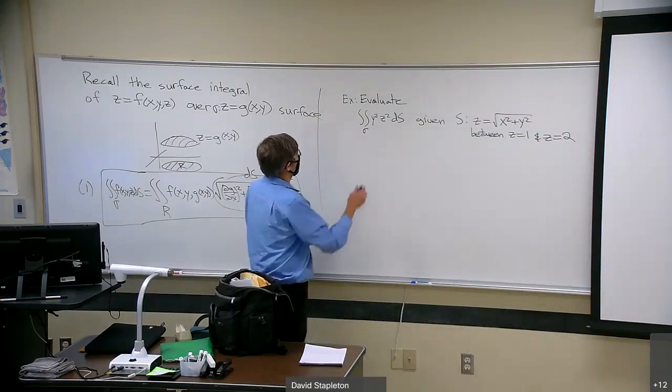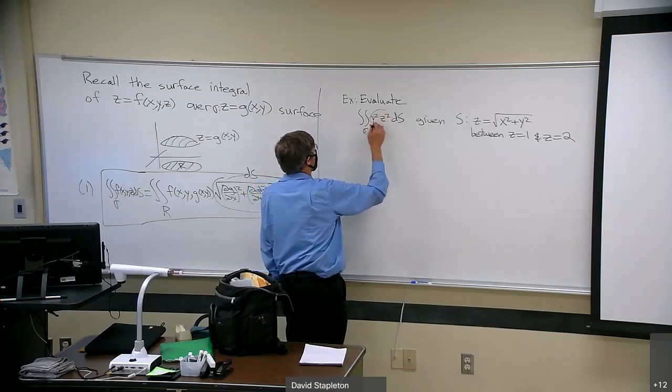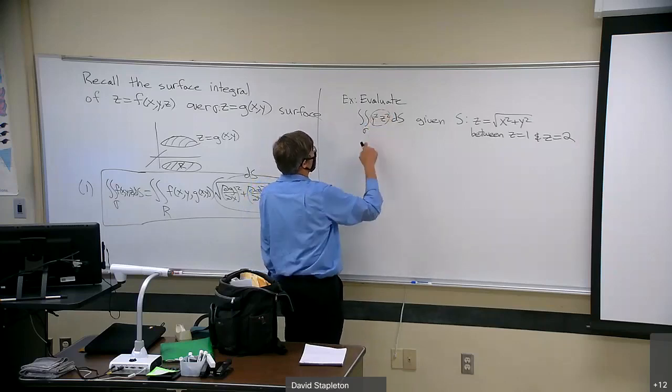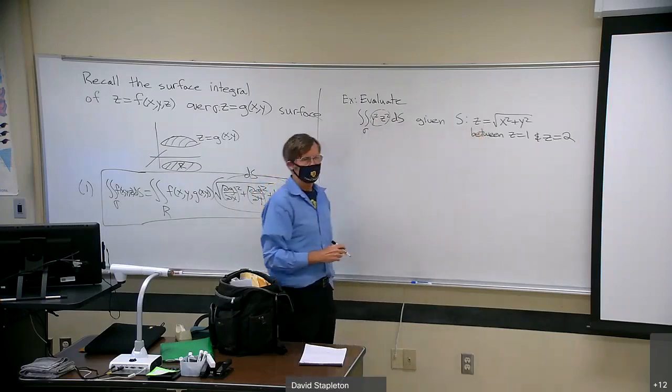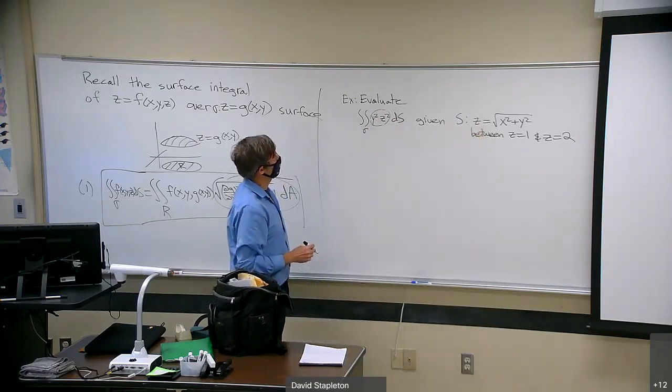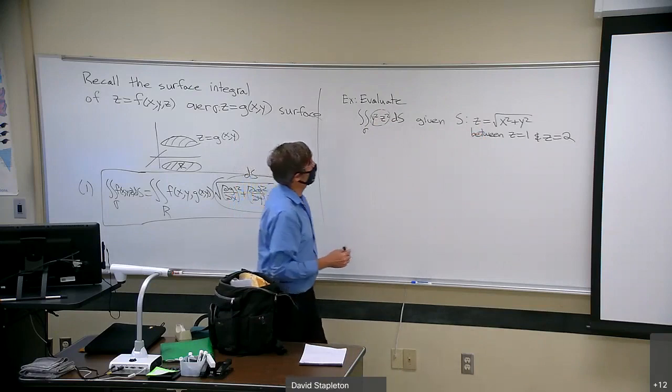So this would be like a surface that at each point has density y squared z squared, and you integrate it. And what does the surface look like? What does that surface look like? This is an example out of the book, actually, this one.